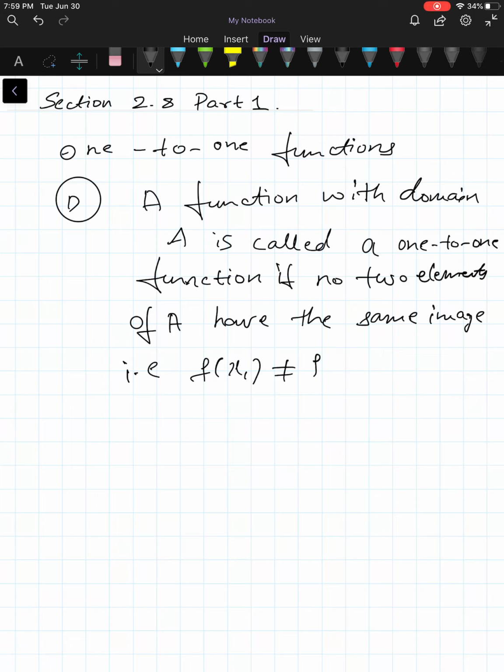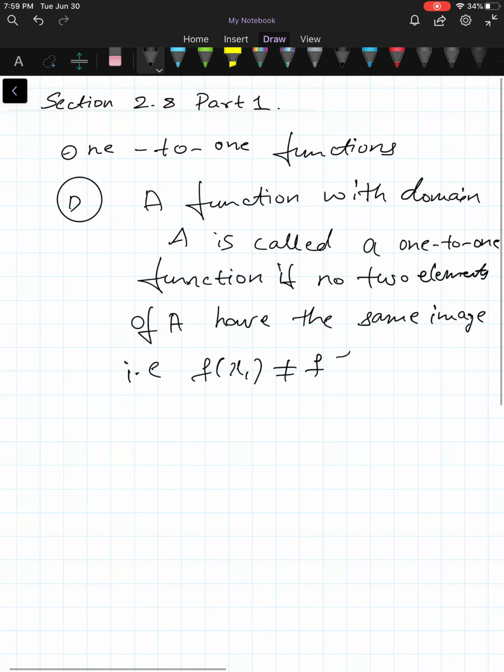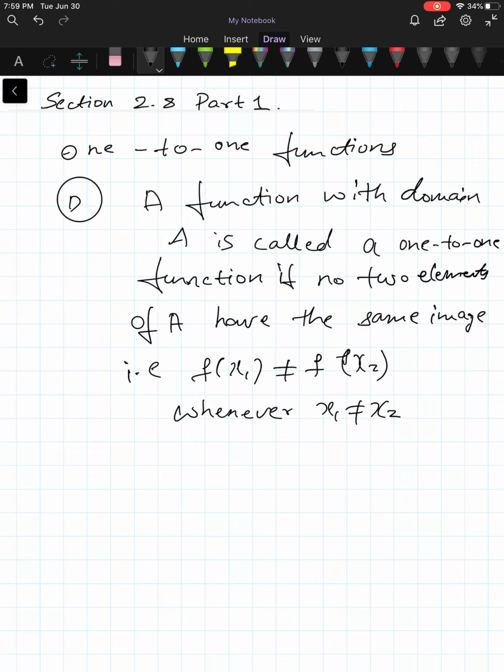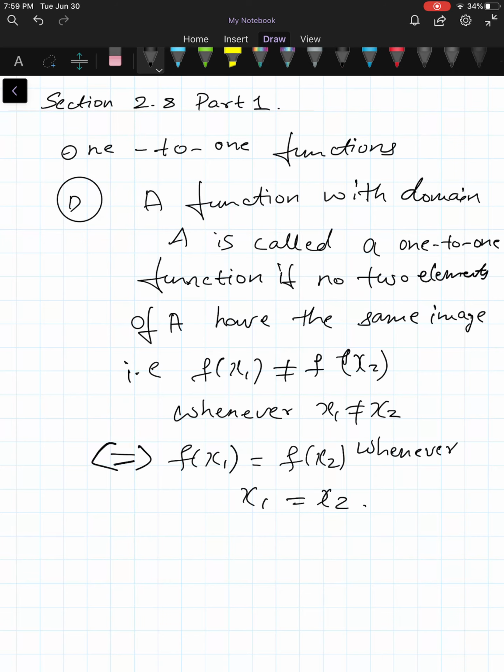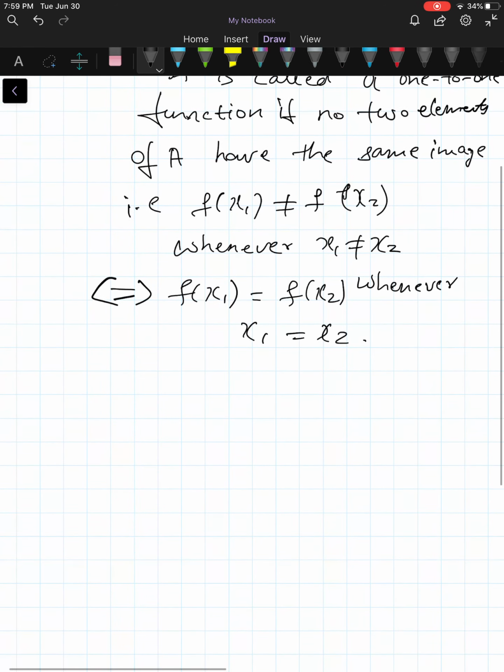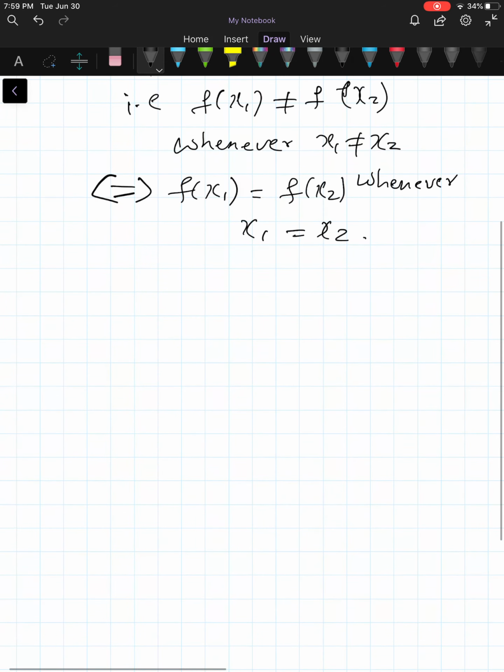That is, if x1 is not equal to x2, then f of x1 is not equal to f of x2. So an equivalent way of writing this condition is: f of x1 is equal to f of x2 whenever x1 is equal to x2. So this is equivalent to the above condition.